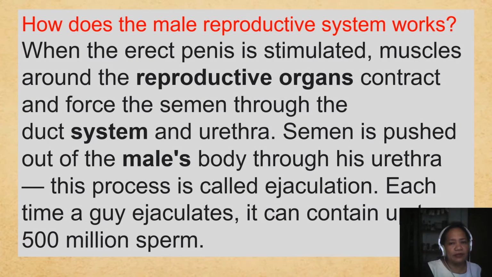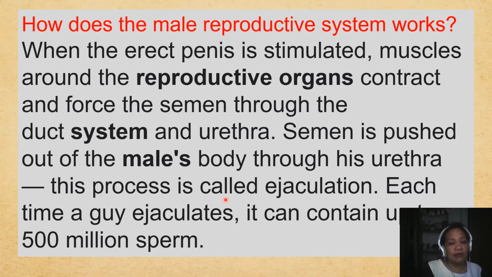How does the male reproductive system work? When the erect penis is stimulated, especially when you wake up in the morning, muscles around the reproductive organs contract and force the semen through the duct system and urethra. Semen is pushed out of the male's body through his urethra, the small tube inside your penis. This process is called ejaculation.